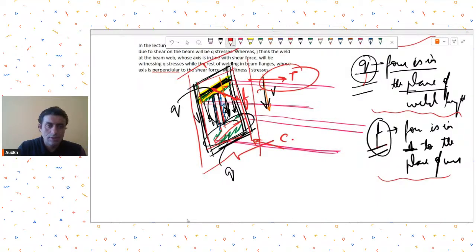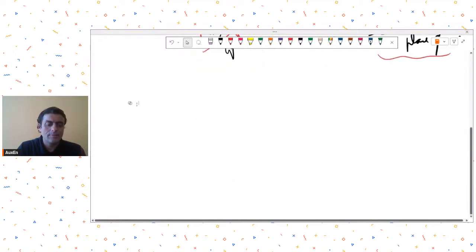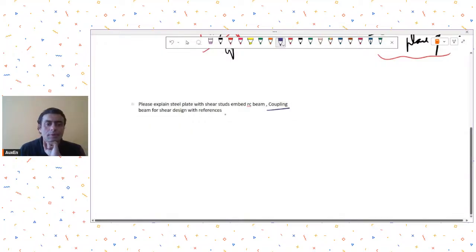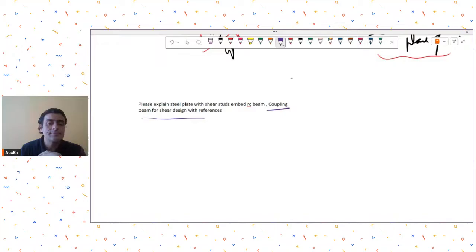So this was Engineer Anshuman Adhikari. Then we have the next question from Engineer Suraj Gupta. He's from Gurgaon and he is a working professional. So he's asking, please explain steel plate with shear stud embedded RCC beam, coupling beam for shear design with references.